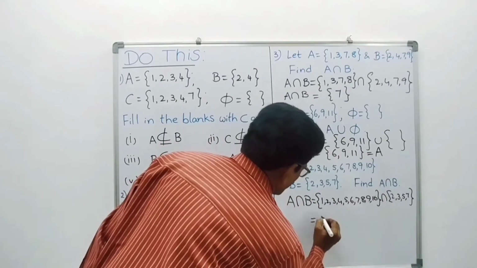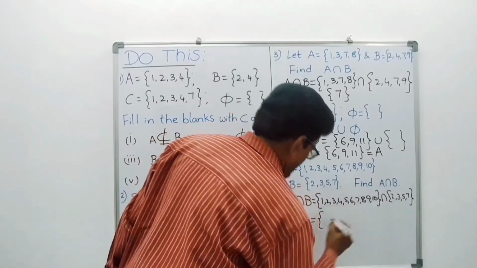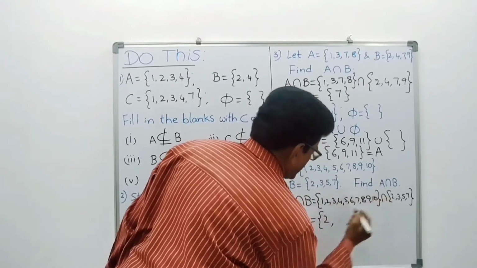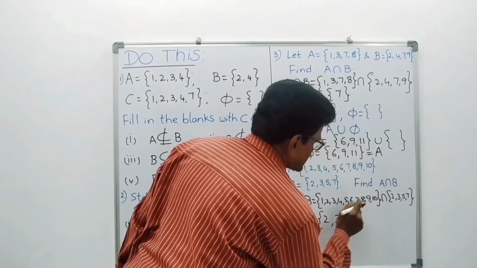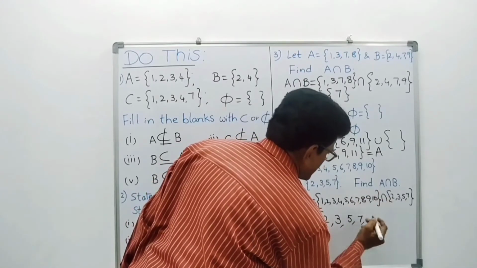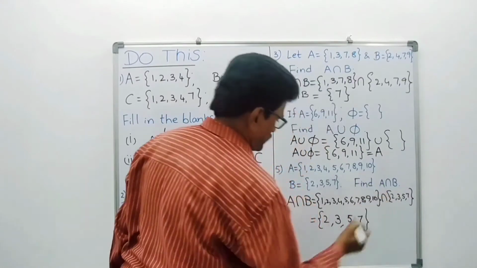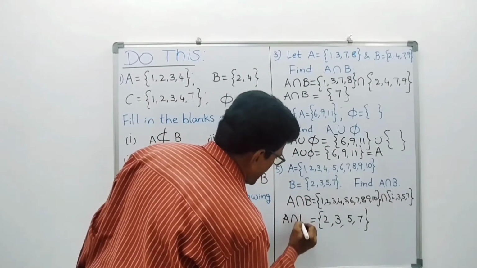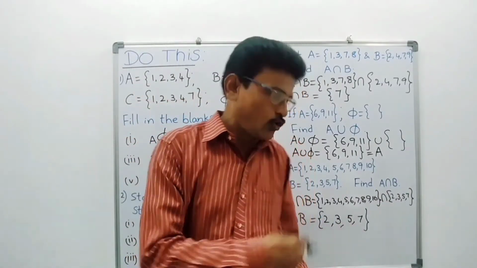Now observe the common elements. Here 1, it is not there. 2, yes, it is there. Write down 2. 3, yes. 4, no. 5, yes. 6, no. 7, yes. 8, 9, 10, these elements are not there. So stop that one. So what is A intersection B here? 2, 3, 5, 7. These 4 are common elements. Now we will do some more.